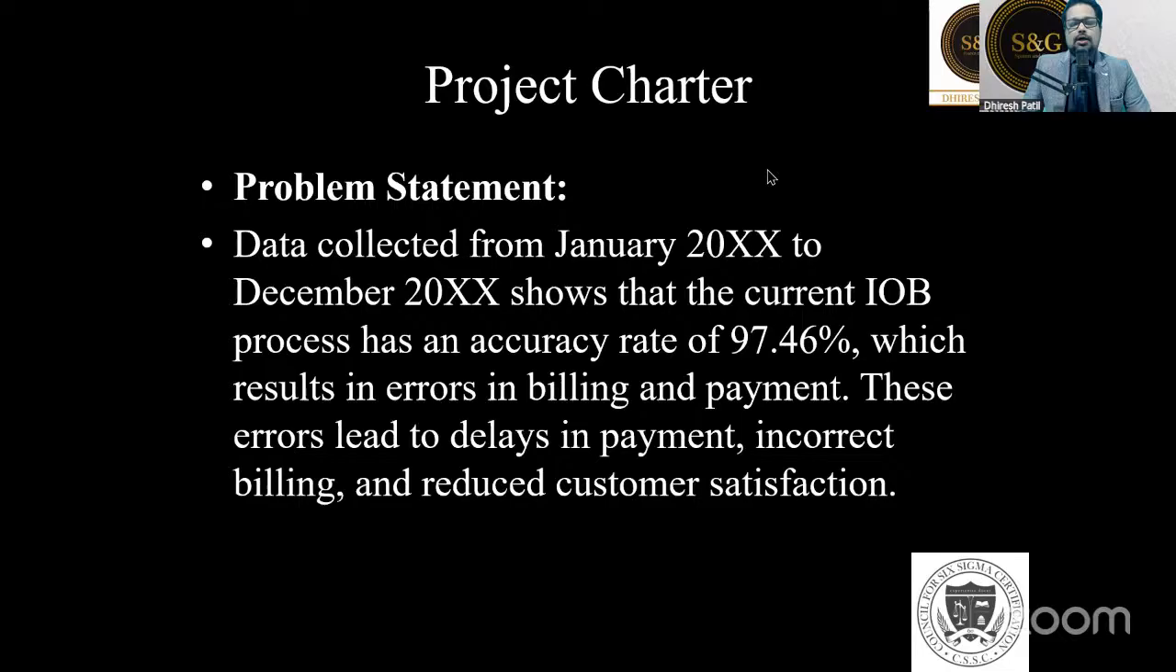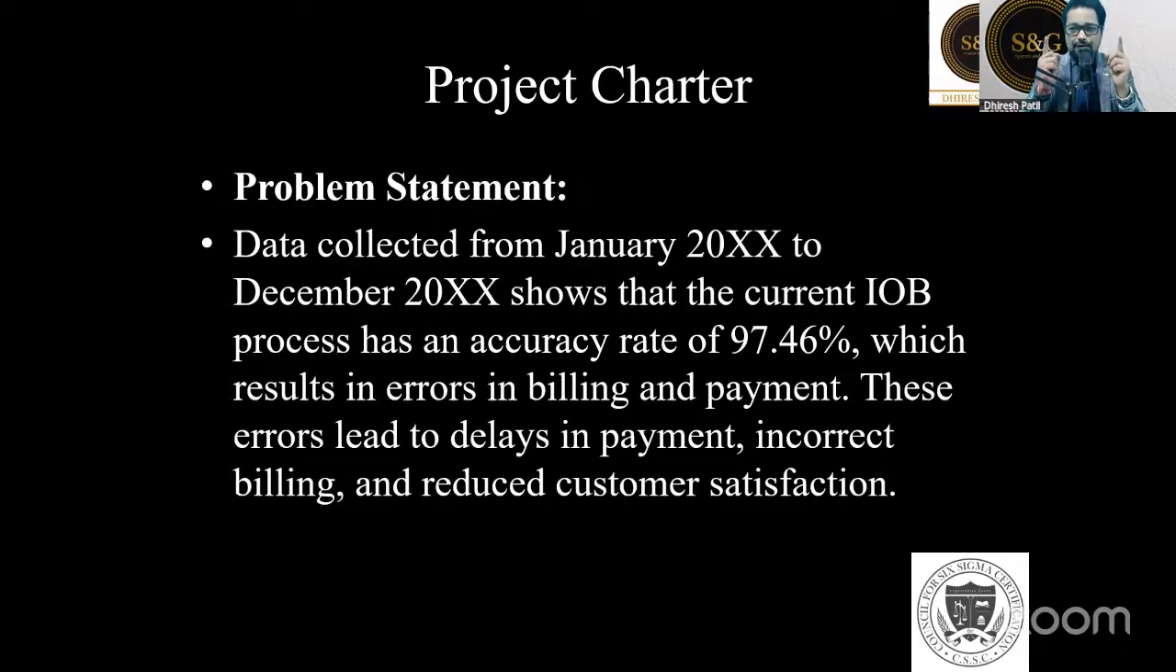Then comes the problem statement, and we have taken a very straightforward approach. Data collected from January to December shows that the current IOB, insurance on behalf, process has an accuracy rate of 97.46%, which results in errors in billing and payment. These errors lead to delays in payment, incorrect billing, and reduced customer satisfaction. So this is the problem statement from the data.